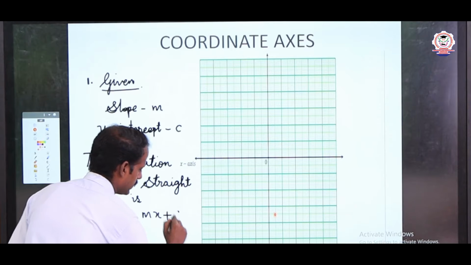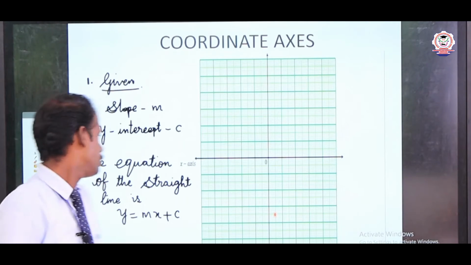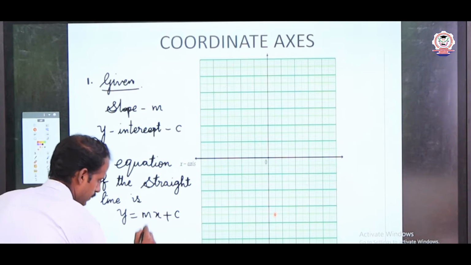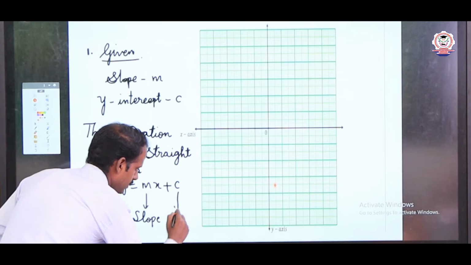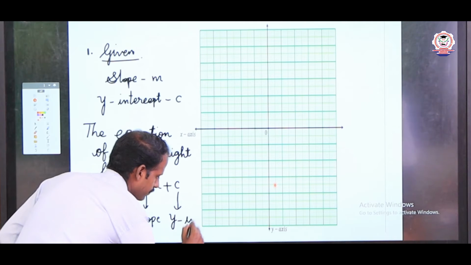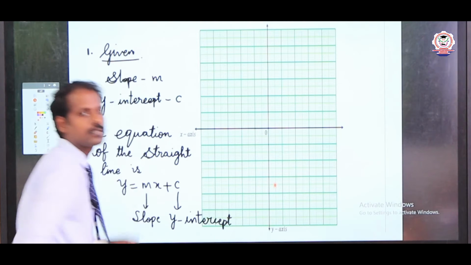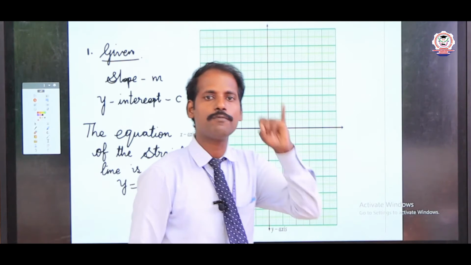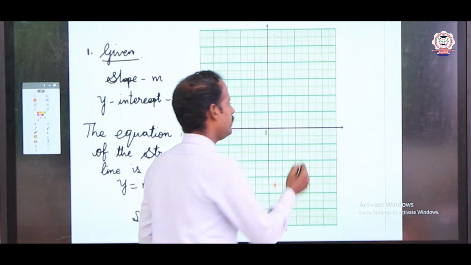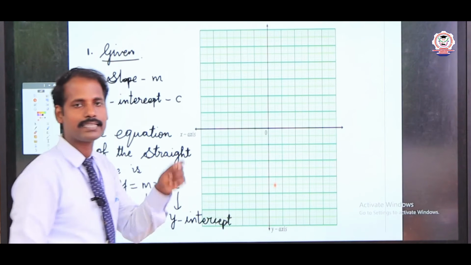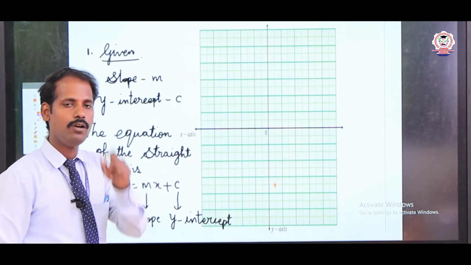What is m? m is slope. What is c? c is the y-intercept. So the m means slope, and the c means y-intercept. So what is intercept? The first one, x-intercept and y-intercept. The line intersecting the x-axis is called x-intercept. The line intersecting the y-axis is called y-intercept.